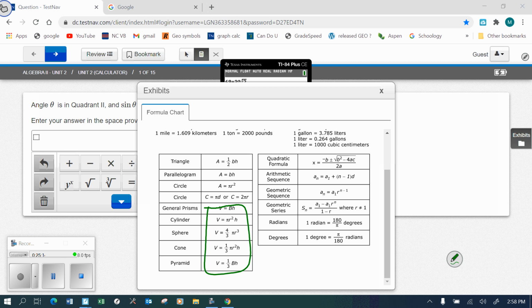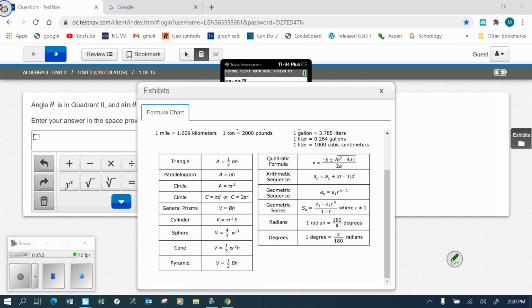Okay. For circles, we have circumference and area they give you, parallelogram, and triangle. But notice there's no lateral area and surface area. It's not being tested because it's considered 8th grade math. So here's all your volume formulas. You just have to know what the shape is. So you don't have to have those memorized for the DCAS.